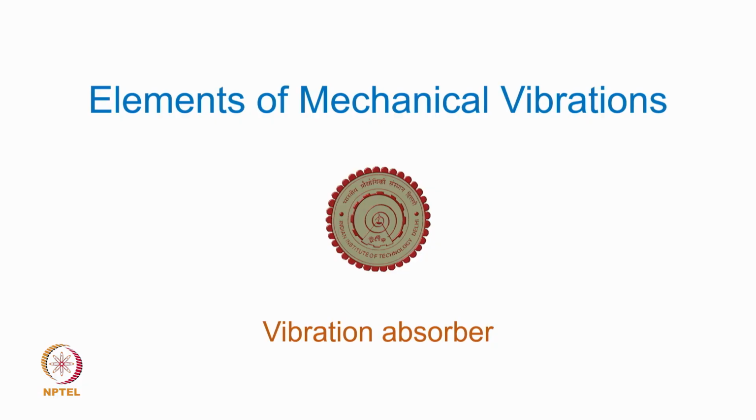Hello and welcome to this lecture of the course Elements of Mechanical Vibrations. Having discussed the free and forced vibrations of a typical 2 degree of freedom system, in this lecture we will devote some time to understand what a vibration absorber is all about and how designing this vibration absorber can help us control vibrations, particularly resonant vibrations of a typical vibratory system.